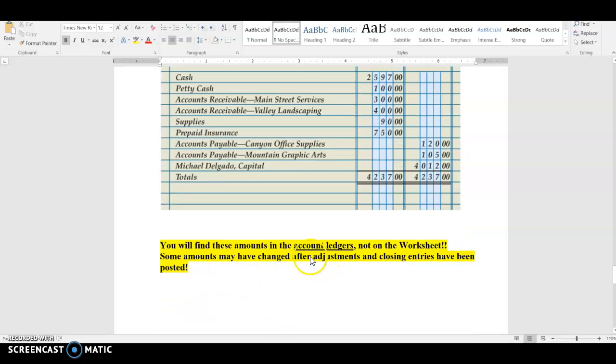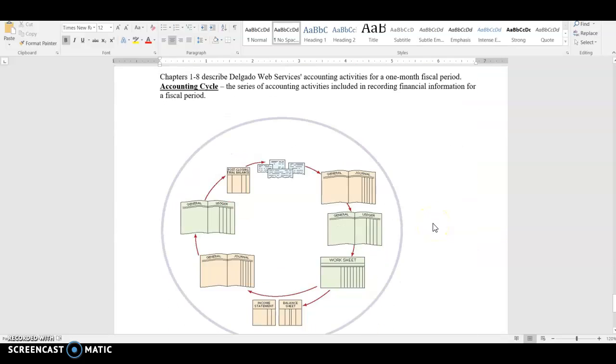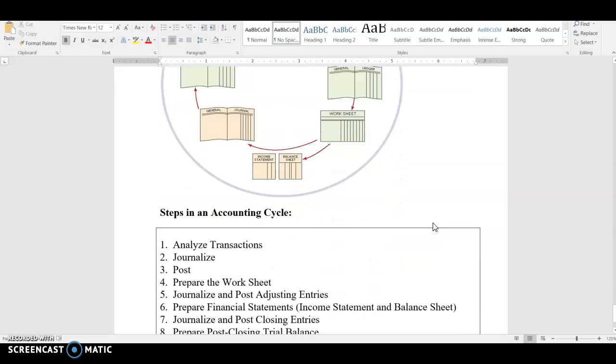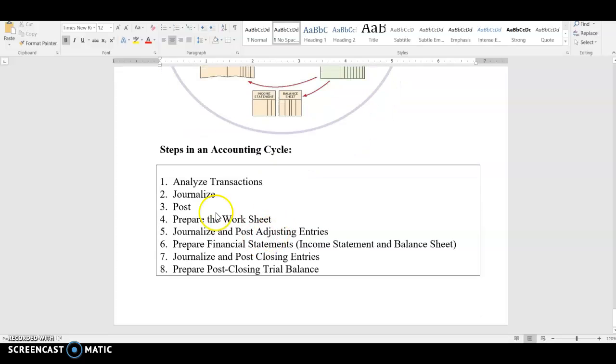One note: these are the amounts from the account ledgers, not the amounts on a worksheet, because these are after the postings and after the closing entries have been completed. So we always look back to the ledgers for these amounts. And then this would complete our accounting cycle. This last page in the notes and on the PowerPoint shows the steps of the accounting cycle, and step 8 is what we're doing right now.